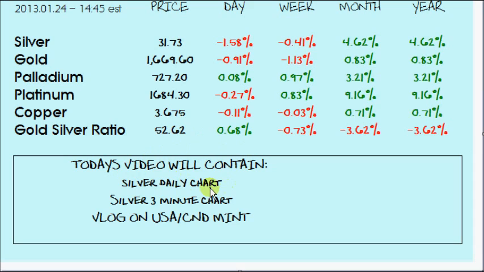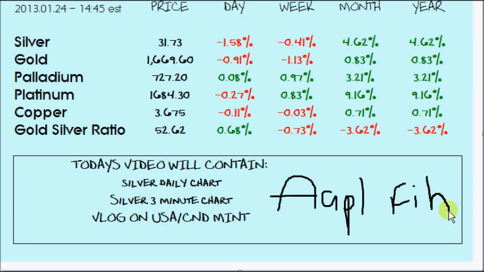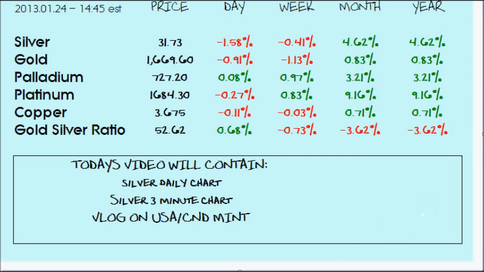And we'll look at the daily chart for silver, the 3-minute intraday chart. And at the end of the video, I'll be doing a vlog on the USA and Canadian Mint. Also, I'll be taking a look at the Apple stock with Fibonacci. I'm not going to look at the charts, just quickly look to find out what the high and the low is, and that's all I need to do to determine what the analysis will be using Fibonacci.